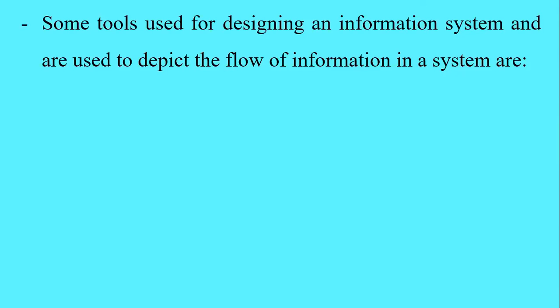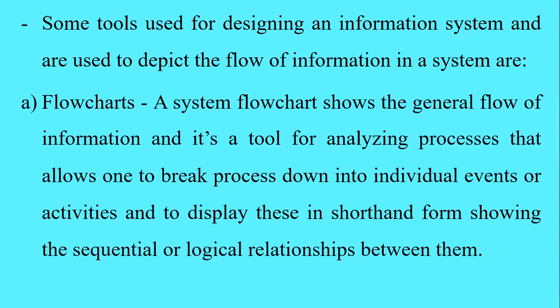Some tools that are used for designing an information system and are also used to depict the flow of information in a system include, number one, flowcharts. A system flowchart shows the general flow of information, and it's a tool for analyzing processes that allows one to break down a process into individual events or activities and to display this in a shorthand form showing the sequential or logical relationships between them.